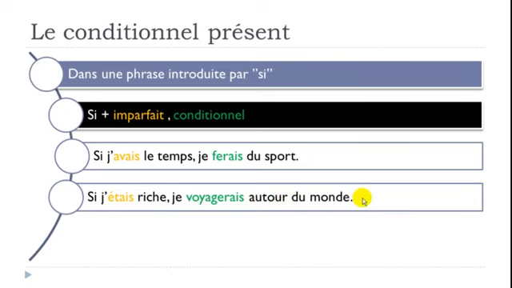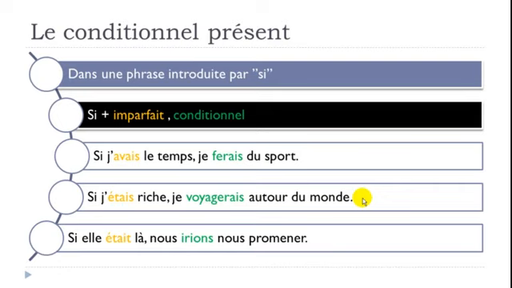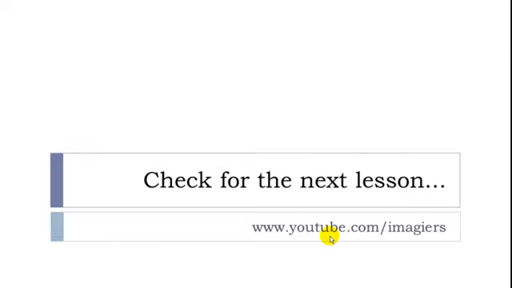And then the last one. Si elle était là, so être, to be, là, here, nous irions, so remember it was to go, aller, and it becomes ir, irions, nous promener. Okay, so se promener, to have a walk. Okay, that's it. I hope it was clear.